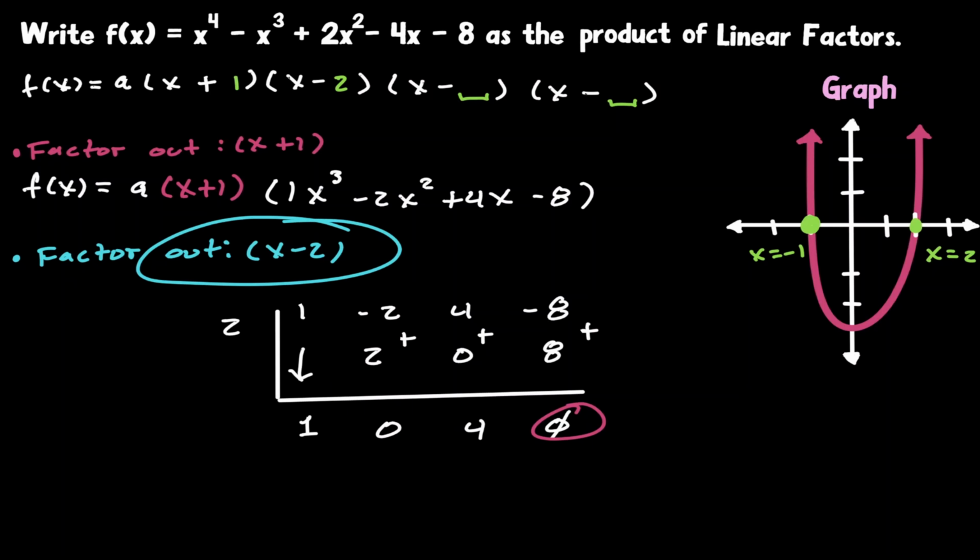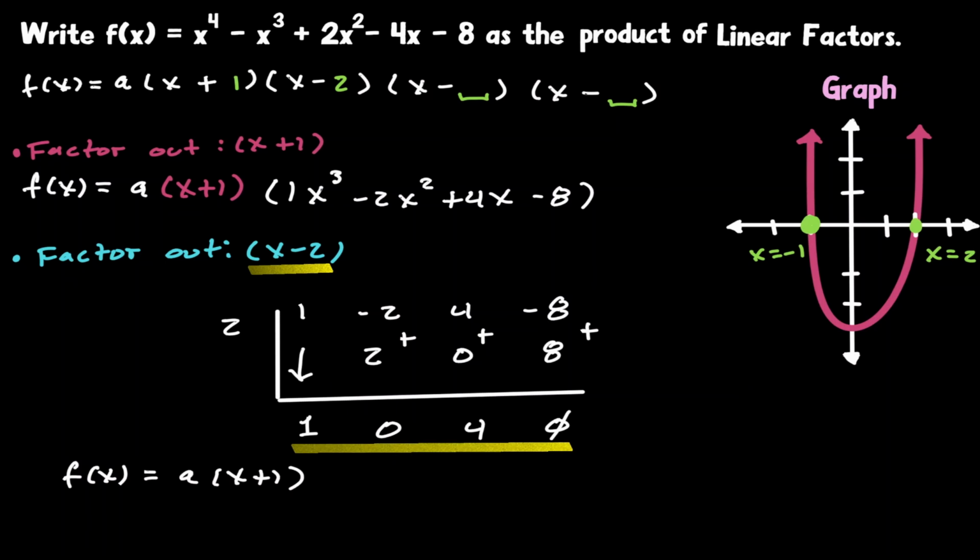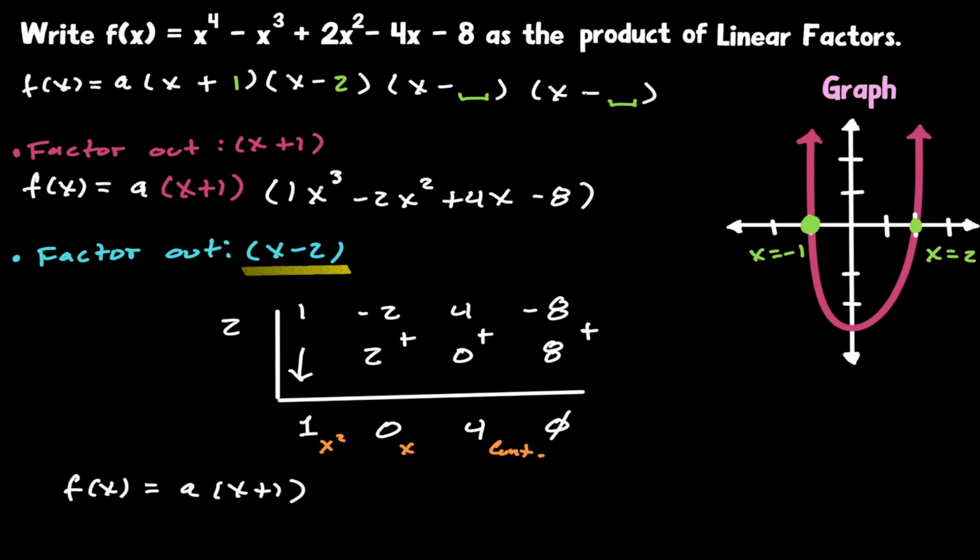So let's write down our result. Our polynomial f of x, we can write it out as x plus 1. But now this expression that was left can be written out as x minus 2 and the result that we get from our synthetic division. We started with an exponent of 3, so we know that 1 is going to be the coefficient of x squared, 0 is going to be the coefficient of x, and 4 is going to be the constant. So now instead of writing this whole expression, let's write it out as x minus 2 times 1x squared plus 0x, which I'm not going to write, plus 4.